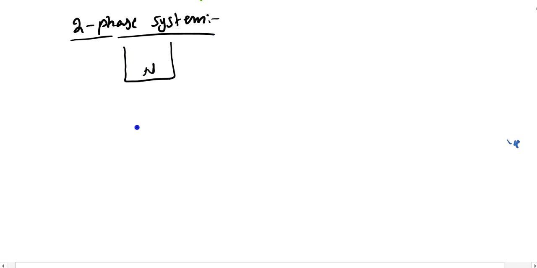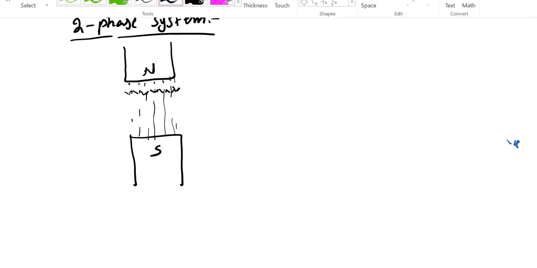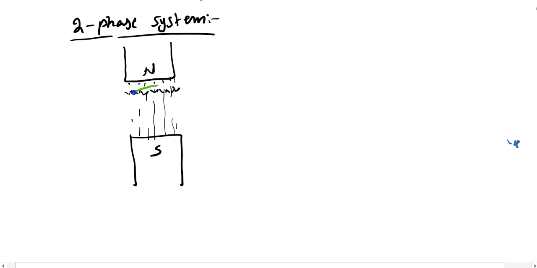If it is a two-phase system, what could the operation be? That is what I want to show. So I will take the magnetic field. This is my magnetic field. Whenever the magnetic field is there, the magnetic flux lines go from the north to the south pole. This is the direction of the flux lines. And in between here we are placing a conductor, a rotor. This is my rotor.